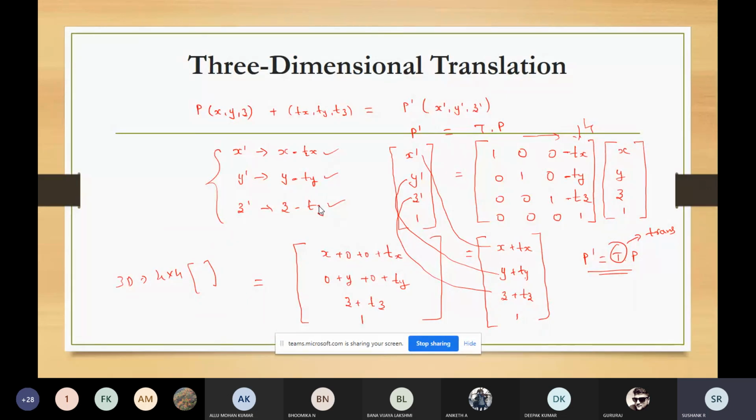If you talk about the code, about how you want to implement the 3D translation, the first thing is you have to load the identity matrix. You have to define a matrix of size 4 into 4, and you have to load that matrix with identity values.